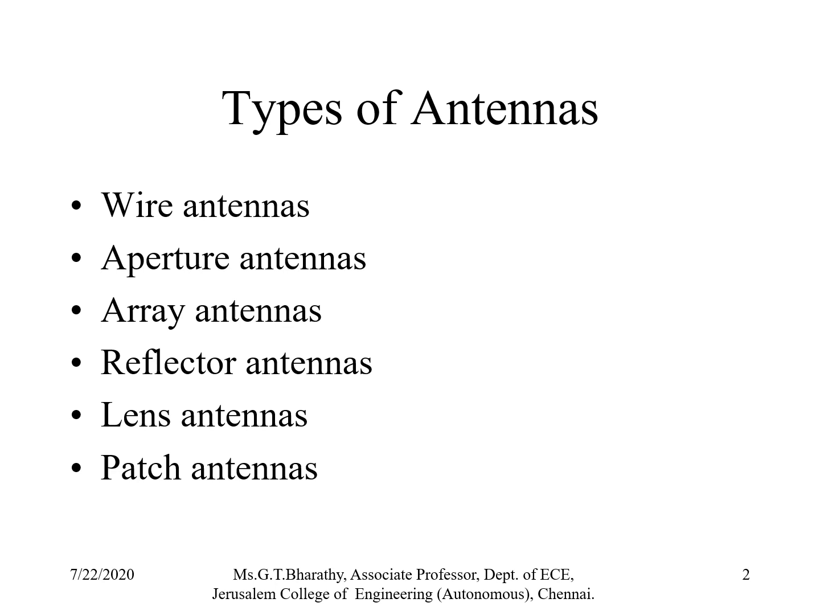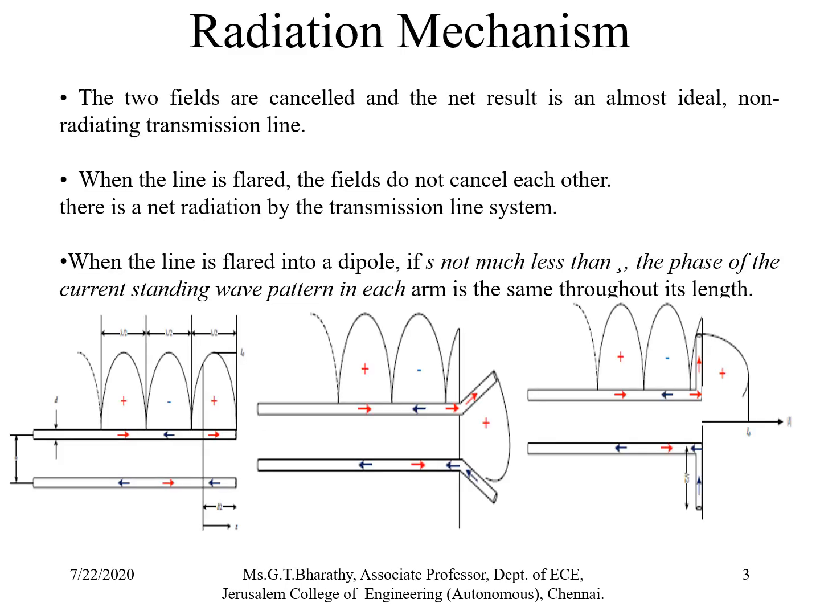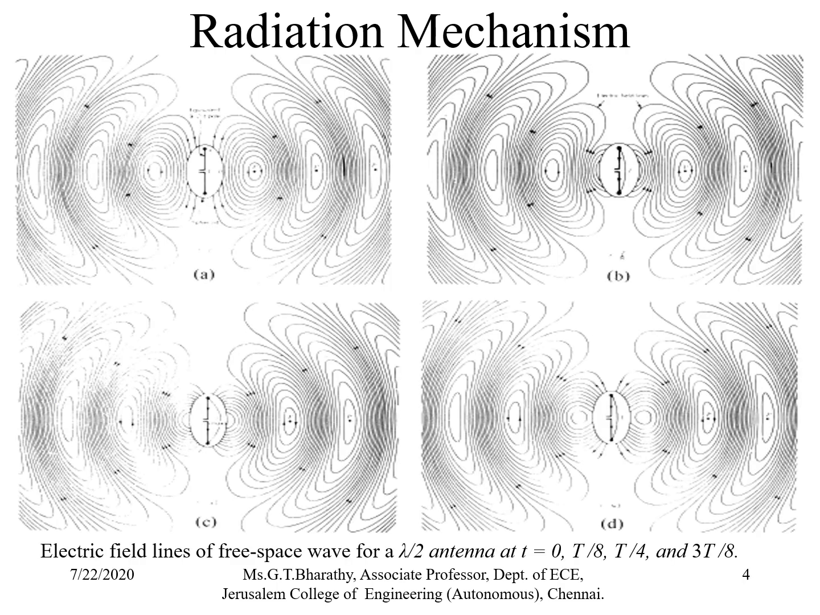In previous class, we have seen the types of antennas such as wired, aperture, array, reflector, lens and patch. We have seen the radiation mechanism. We saw that a two-wire transmission line without opening up of the ends will not radiate. If you open up the ends of the transmission line, it will act as an antenna and radiate the signal. We saw the radiation mechanism with the help of a video.